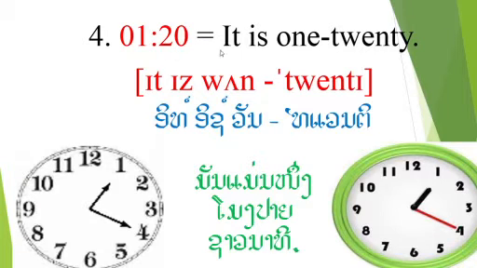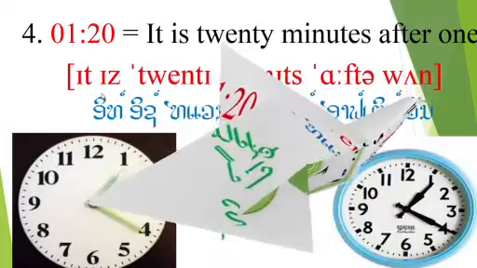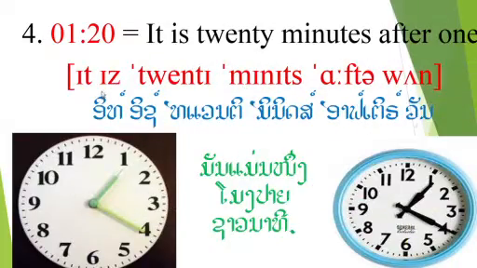1:20 is equal in an English sentence to: It is 1:20. It is 1:20. Next one. We still talk about number 4 to give two kinds of sentences to answer the question.